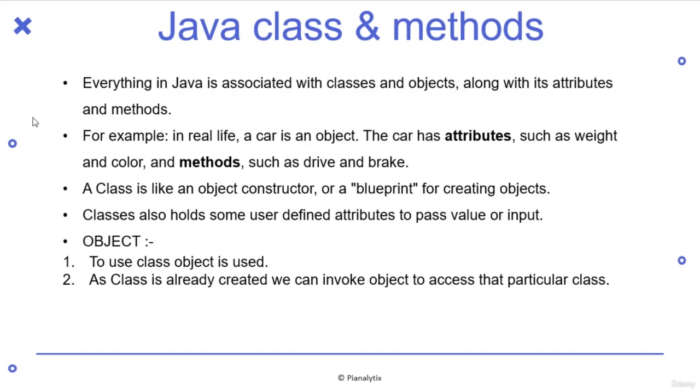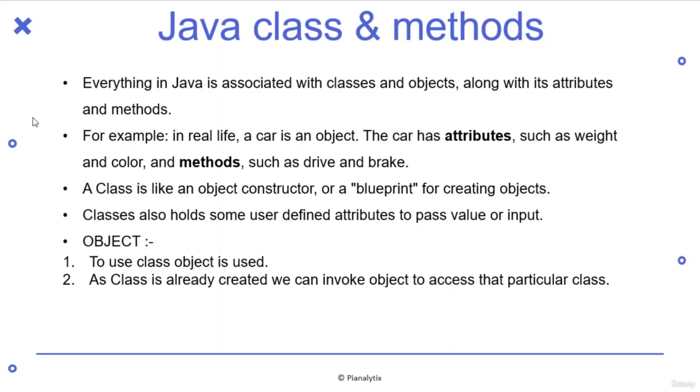Now what is meant by objects in Java? Objects are associated with classes. In the simplest form, to use a class, an object is used. If you define a class and you want to use that class, you have to define the object. As the class is already created, we only have to create the object for that particular class. So this is all about the class.